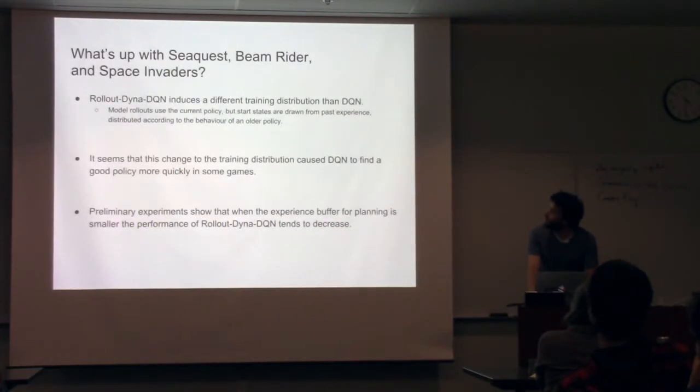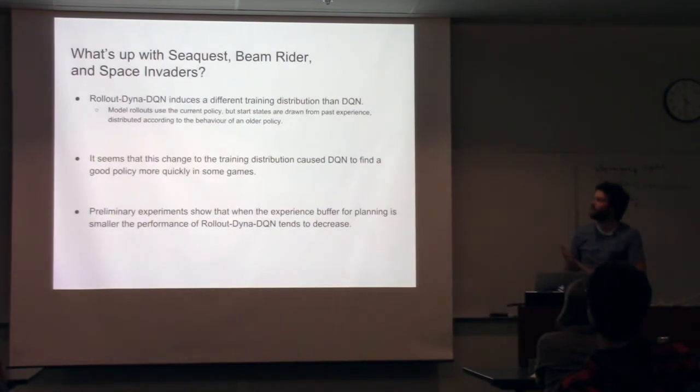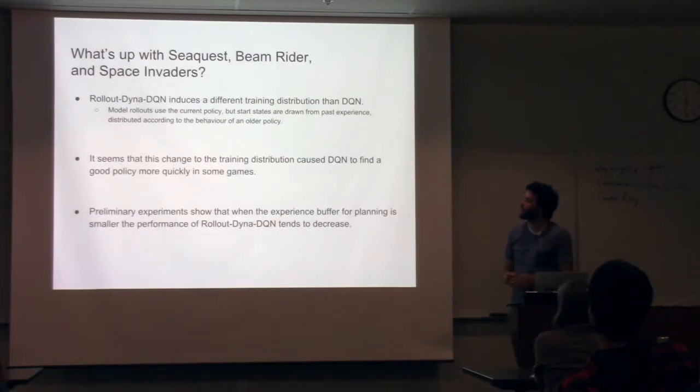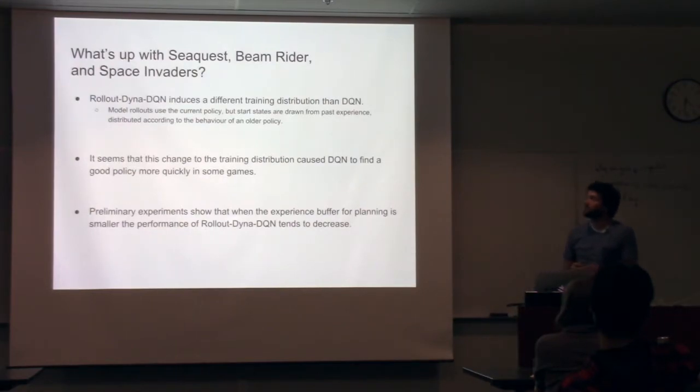So what's up with that? We don't have a good answer. We haven't been able to figure out why this happens, but we have a hypothesis. Rollout-Dyna-DQN induces a different training distribution than DQN. Model rollouts use the current policy, but start states are drawn from past experience, distributed according to the behavior of an older policy.